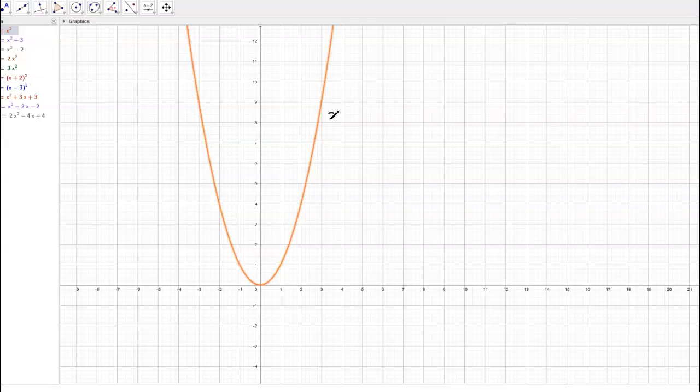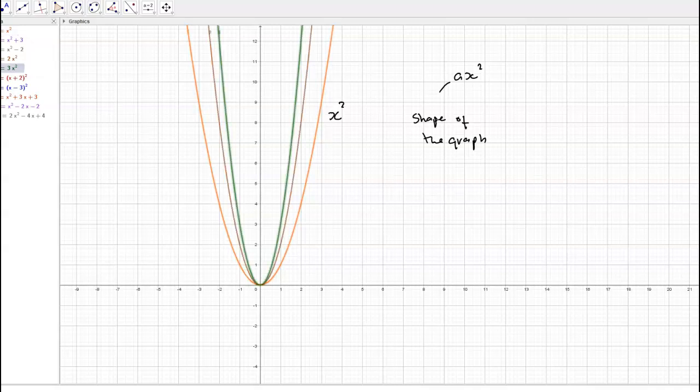Here we have a graph of x to the power 2. We can write it as ax to the power 2, and we know a is its coefficient, and this coefficient determines the shape of the graph. Let's add 2 more to see this better. Here we have 2x to the power 2 and 3x to the power 2. So you can see our first one had a coefficient of 1, our second a coefficient of 2, and our third a coefficient of 3.